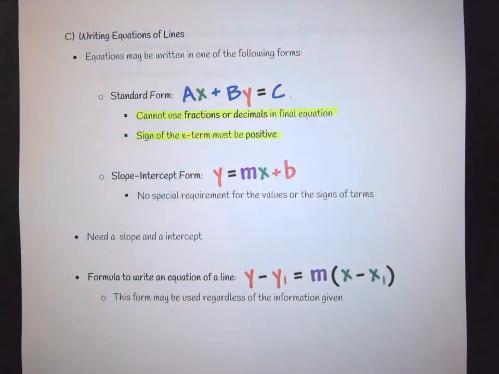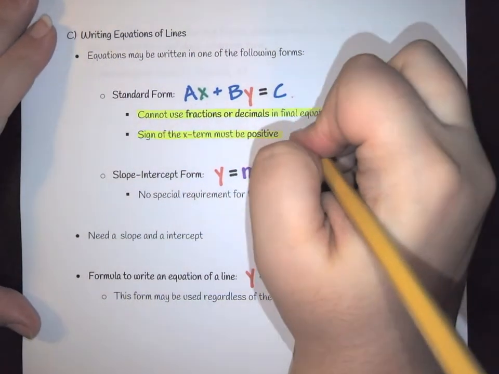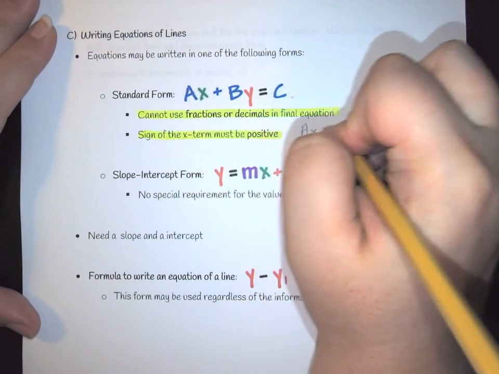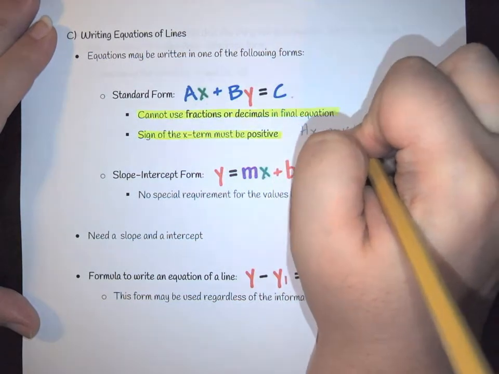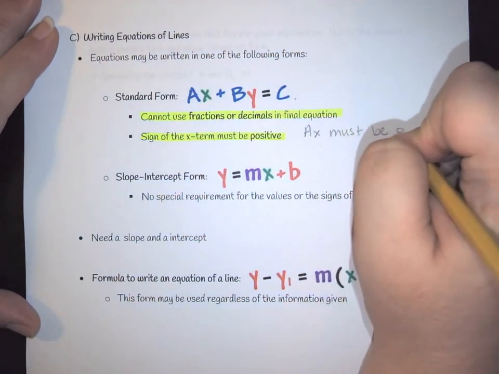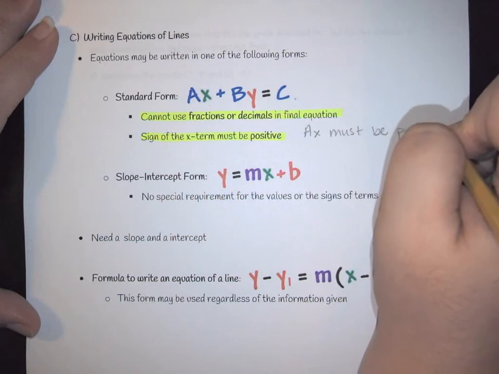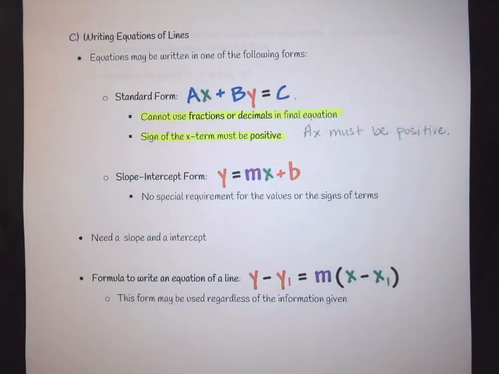So when we're talking about the sign of the x term, what we're actually saying is that ax must be positive. Therefore, if it ends up being negative, the last thing you would need to do is divide out that negative in order to make it positive. Okay, i.e. flip all of your signs.